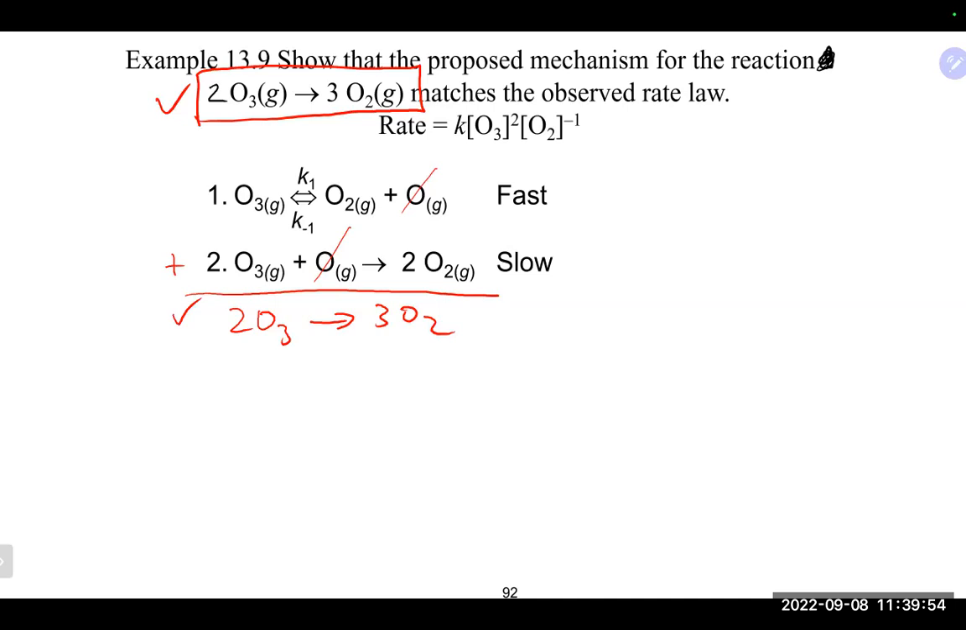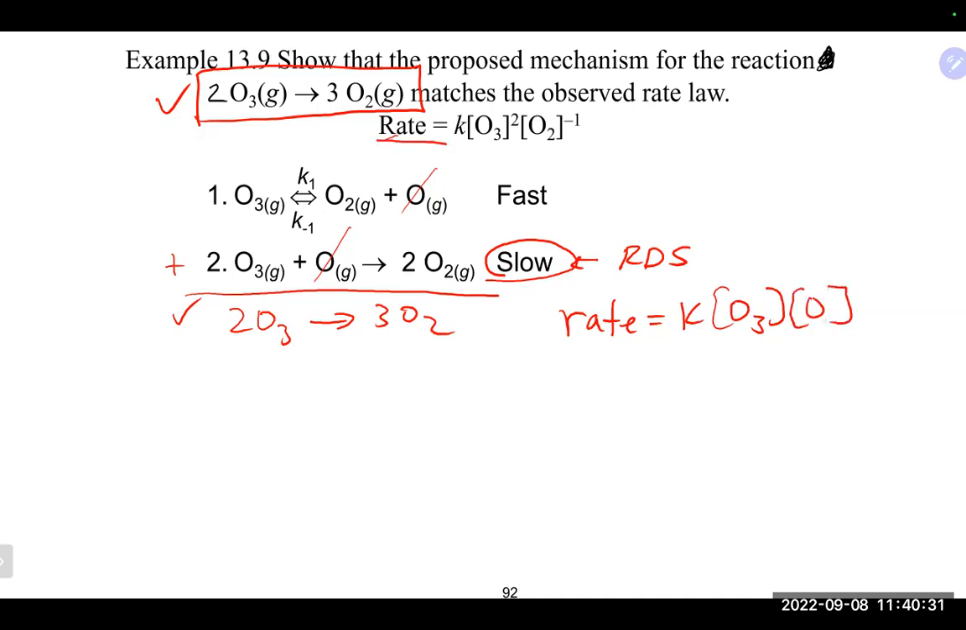So far, that's good. We could easily determine which step is the rate determining step here. Which step? It is the second step, right? It is the one that is marked slow. So that would be our rate determining step. That means that for this step here, we want to write the rate law. And if we write the rate law for that step, it's going to be k times O3 times O. The experimentally found rate law is right here.